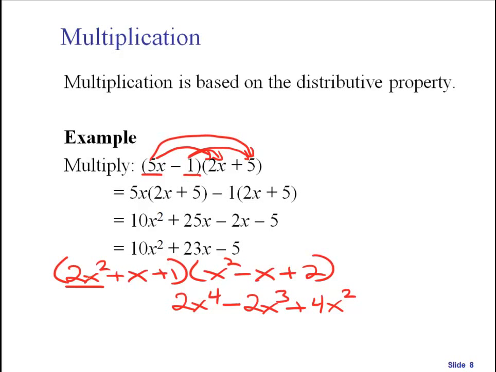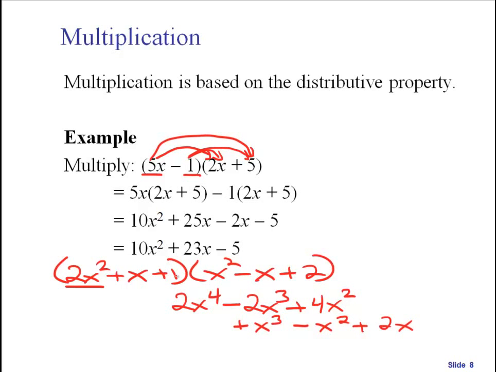And I'm done with my first term, so now I move on to my next term. So now x times everything. X times x squared gives me x cubed, so I'm going to get plus x cubed. And I like to stack mine, right? So I'm stacking my powers. And then x times negative x gives me negative x squared. And then x times 2 gives me plus 2x.